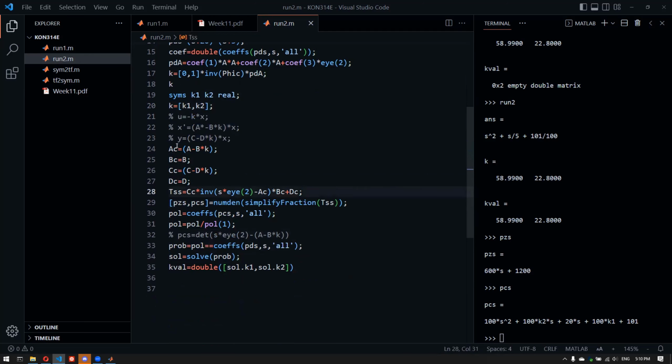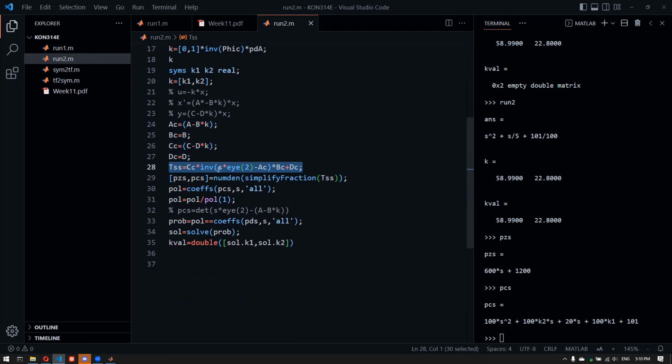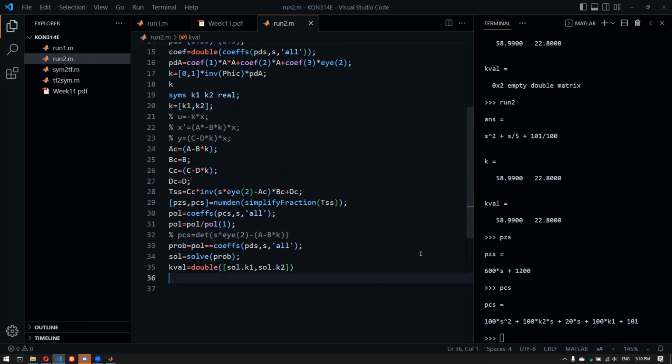But other than that, this is just the closed loop state space representation. You can come up with the closed loop transfer function. This is a longer route, as you can see. You can also just look for determinant of SI minus A plus BK, and then you have the characteristic polynomial, take the coefficients, equate it to PDS, and solve it. So the Ackermann formula basically solves this for us way easier and way faster.